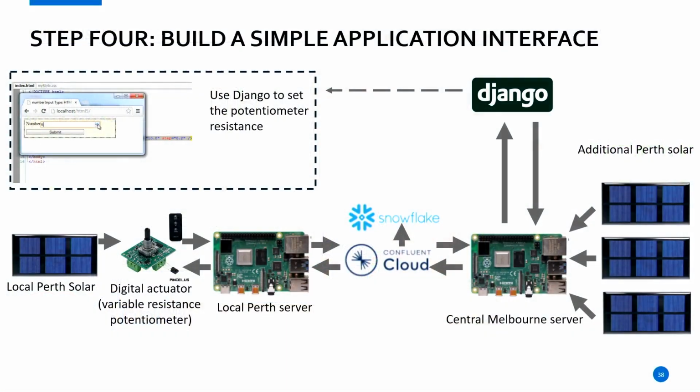And then from there, we can use Django to send a value for that set point on the resistance in that circuit, or any of these circuits. You can imagine any of these different circuits having these variable resistance potentiometers, and we can use this Django interface in Python to help us set those set points.